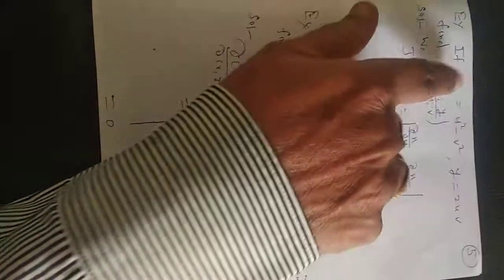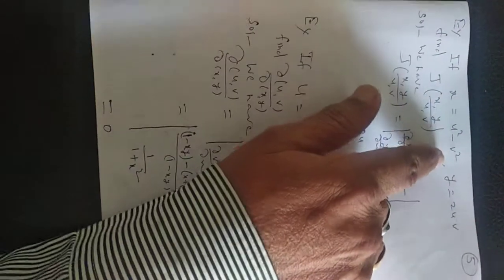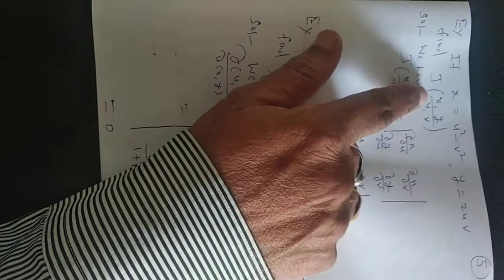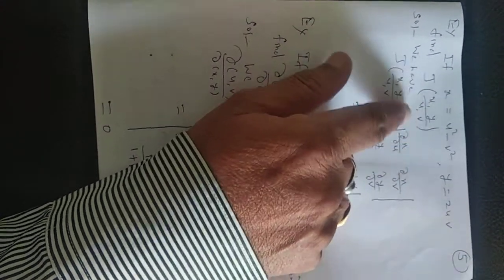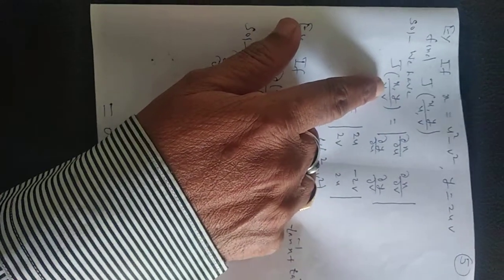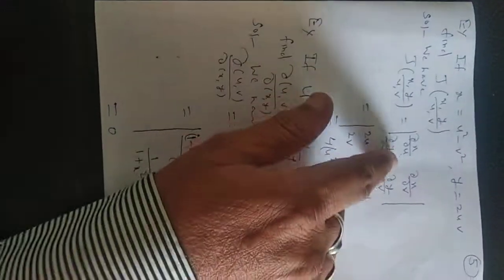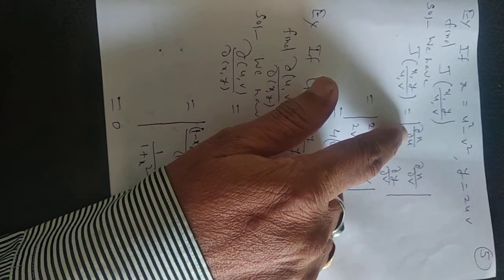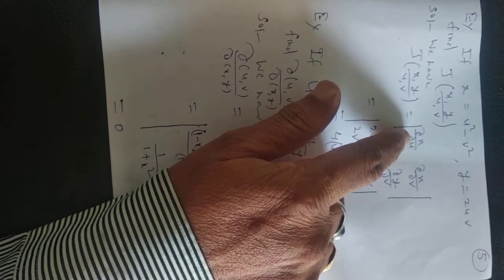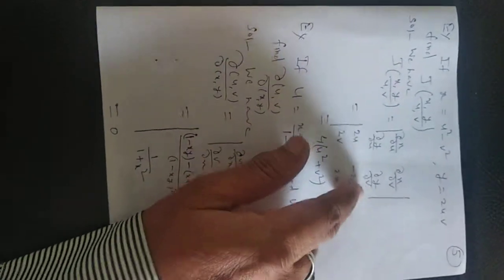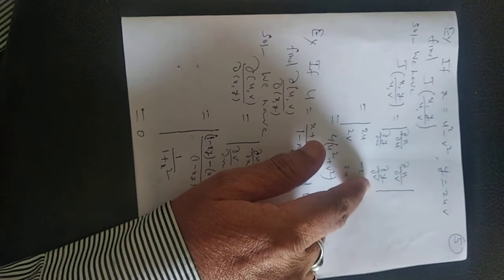So the example is, if x is equal to u square minus v square and y is equal to 2uv, find J of x, y by u, v, means Jacobian of x, y with respect to u, v. You can directly write in terms of determinant by definition of Jacobian: dou x by dou u, dou x by dou v, dou y by dou u, dou y by dou v.